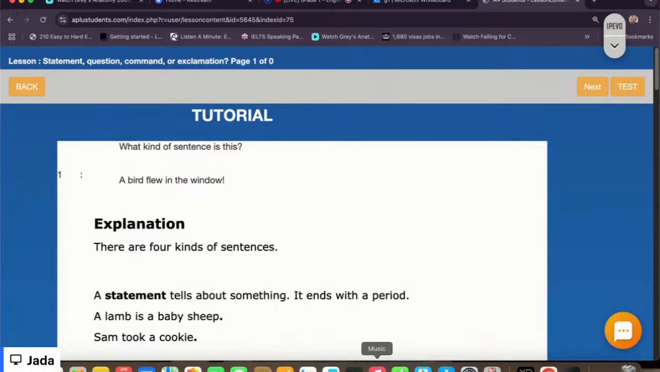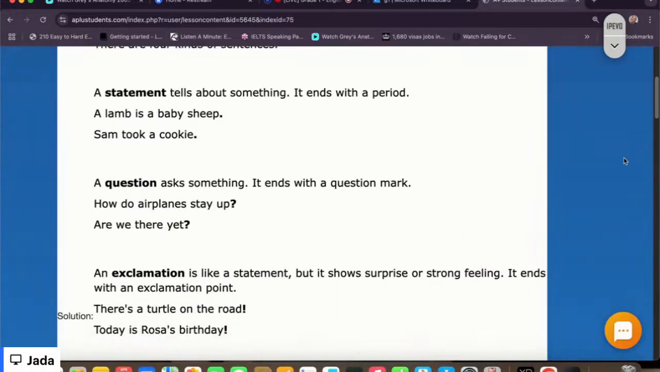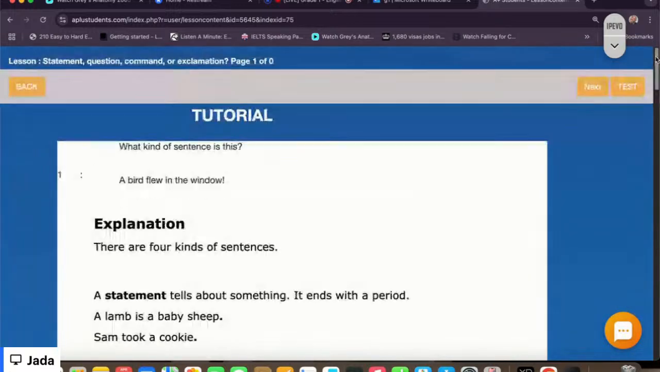So we know what a statement is. It tells us about something. A question asks something, and then an exclamation is just like a statement, but it shows surprise, a strong feeling, and ends with an exclamation point. And then the command tells someone to do something. Okay, so most times it ends with a period, or if it shows a strong feeling, it will end with an exclamation point.